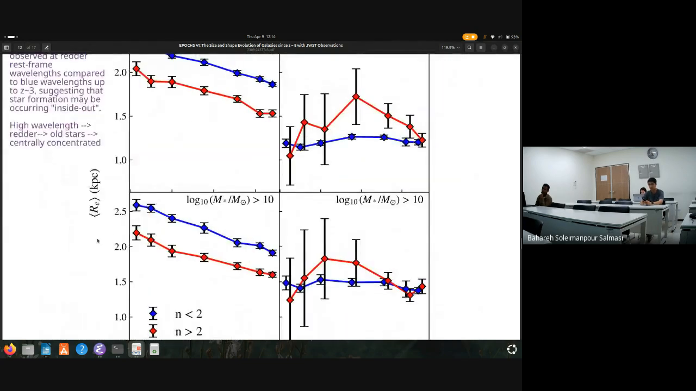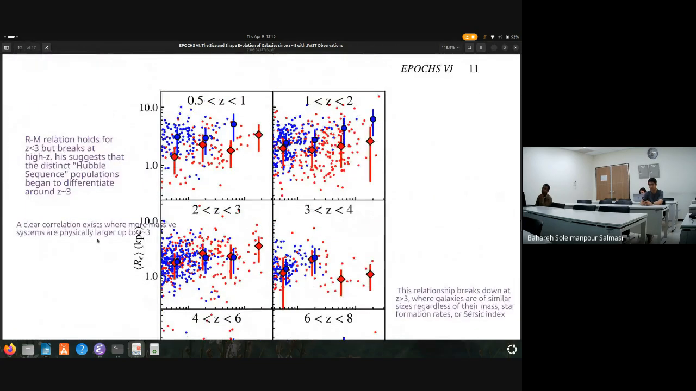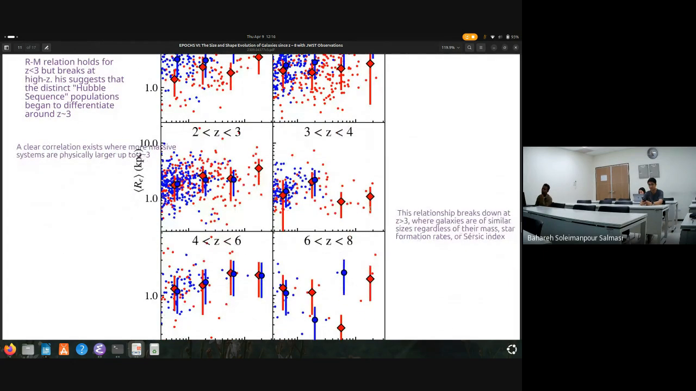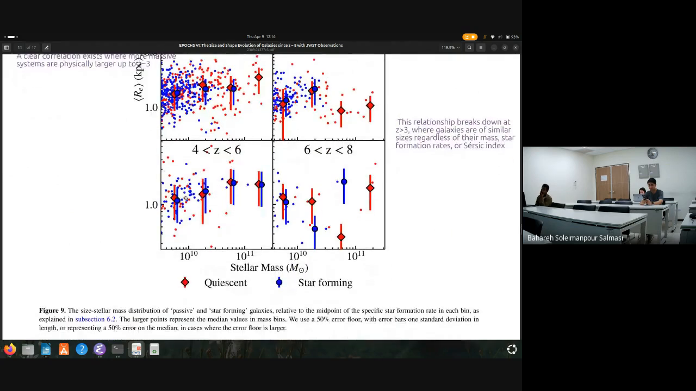The other thing which they find is the radius-mass relation. Again, the radius-mass relation holds up to redshift 3, but beyond that it breaks. Basically, what they mean is that at redshift beyond 3, there could be galaxies which are smaller but have very large mass, or larger with very small mass. But below redshift 3, it always follows that the smaller the galaxy, the less the mass, or vice versa.